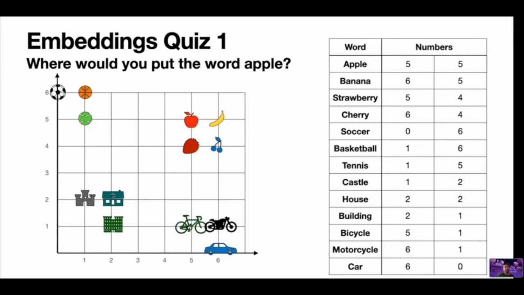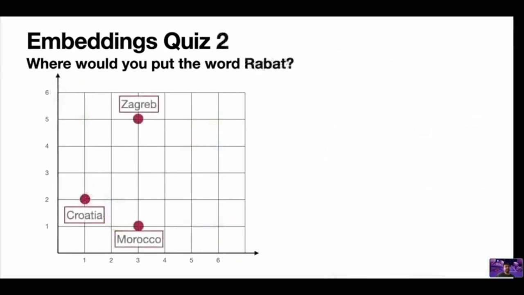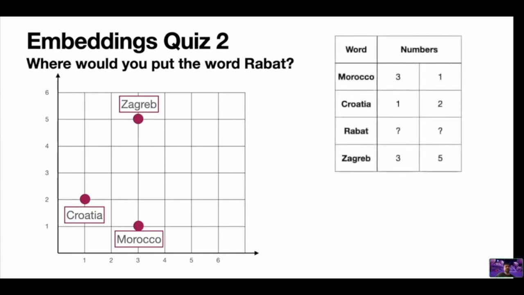Something else that happens with embeddings is the following. Check this out. Where would you put the word Rabat here? We have Croatia, Morocco, Zagreb, and Rabat, which are the capitals, right? So the question is, what coordinates would you put for Rabat? A, B, or C? I'm ready for answers in the chat. Who votes for A, who votes for B, and who votes for C? Let's see. I see C again, C, B, B. Ooh, that's a close call.